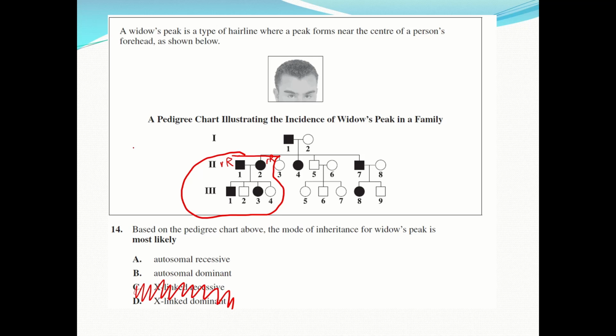So that means if we do a pedigree chart with that, they have a 25% chance of the kid not having it, and a 75% chance of the kids having it. So yeah, it's got to be dominant because of that right there. If it's recessive and both parents have it, all the kids have to have it.